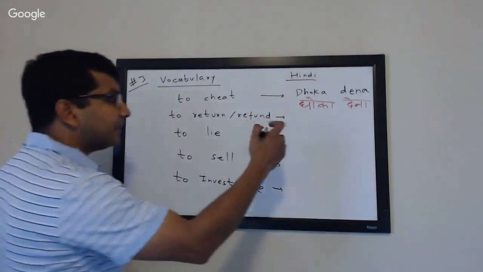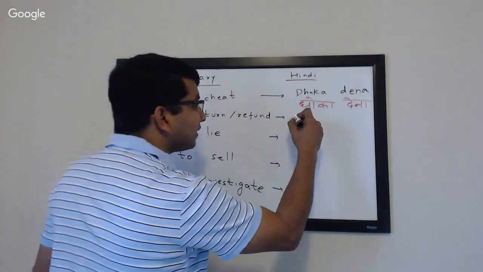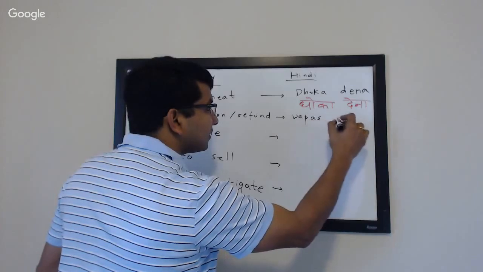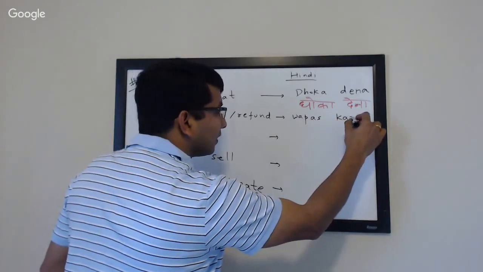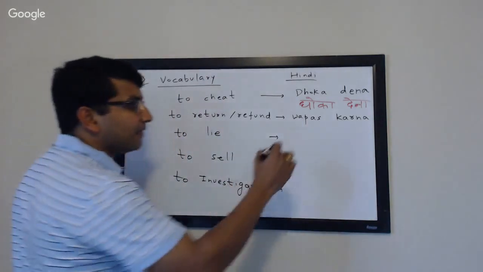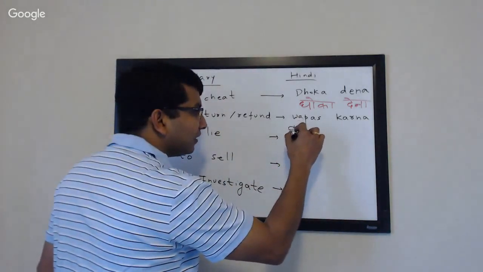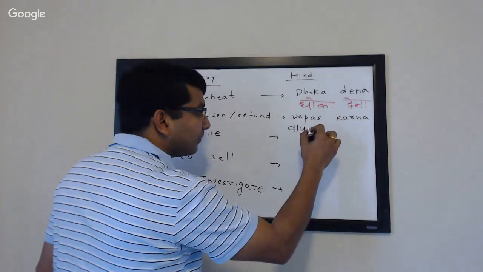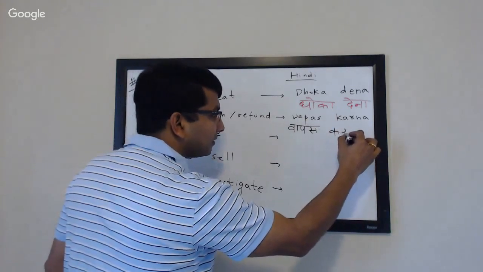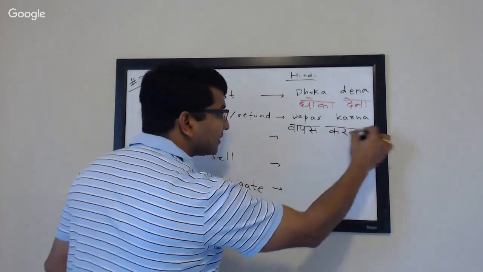Okay, to return or refund is वापस करना, वापस, and then you have करना, वापस करना. And the way you write it in Devanagari, you have a va with a and pa with sa, वापस करना, kar, and then na with a, वापस करना.